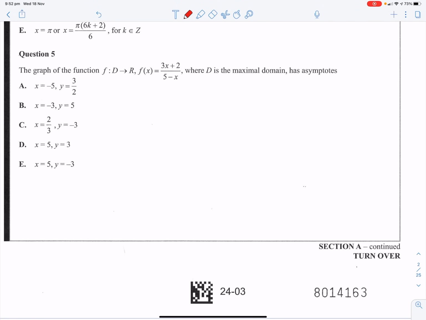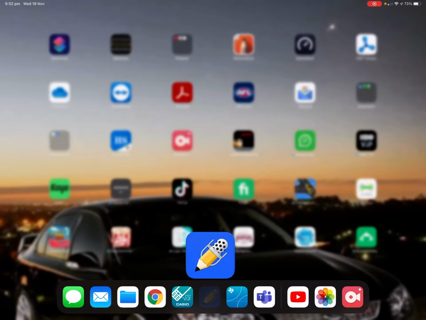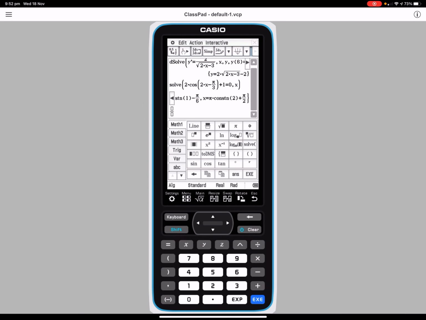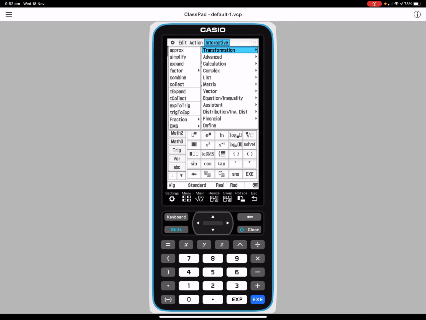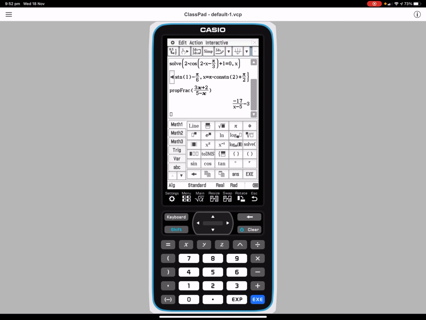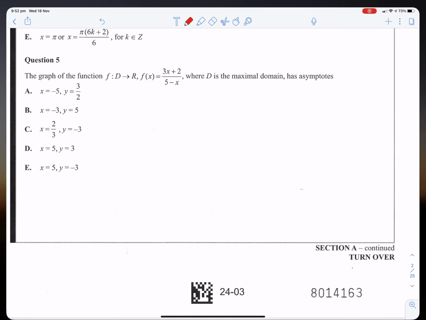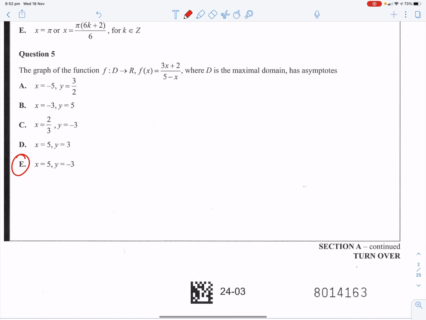Okay, 3x plus 2 on 5 minus x. We want to find the maximal domain. Oh, okay, and we want to find the asymptotes. So 3x plus 2 on 5 minus x. Proper fraction. X is 5, y is negative 3.